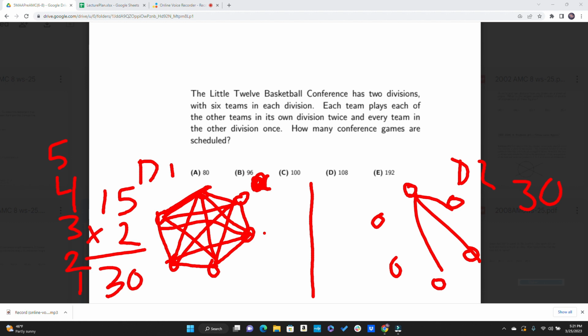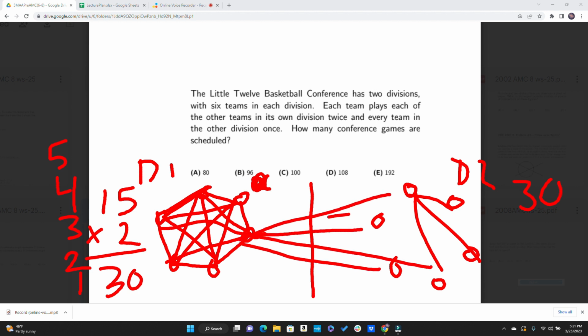After that, the teams need to play the other teams in the other division. So let's start with this team. They need to play the 6 other teams. Here are the 6 other teams, so that's going to be 6 games. This next team needs to play the six other teams. That's another six games. And the same is going to happen for this team, this team, this team, and this team. So the six teams in Division 1 need to play the six teams in Division 2. That's 36 more games that'll happen.